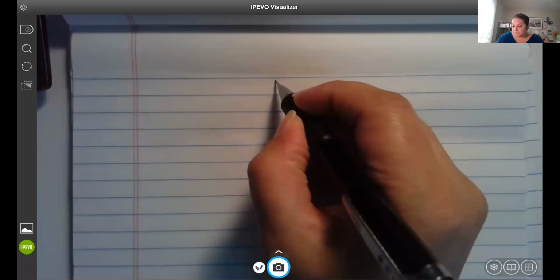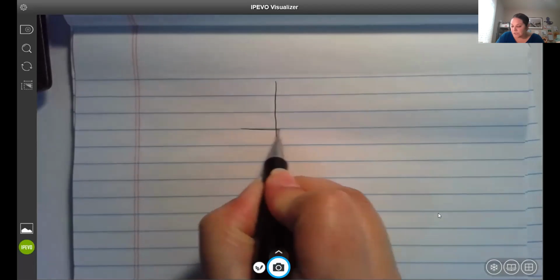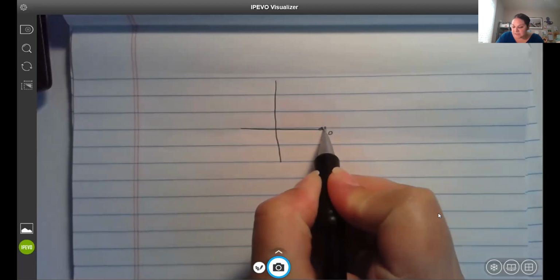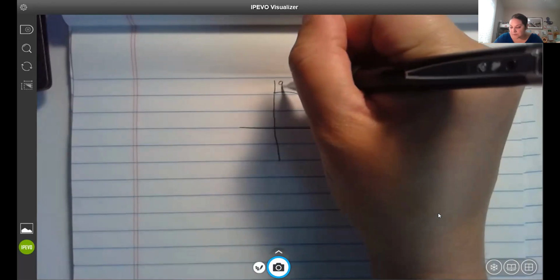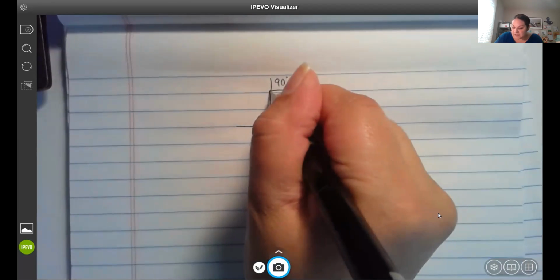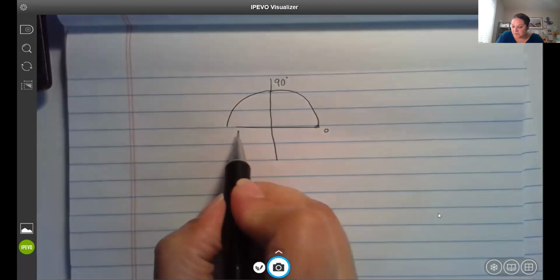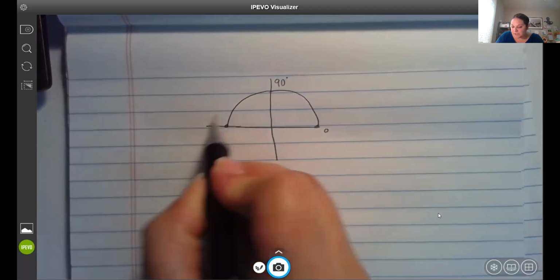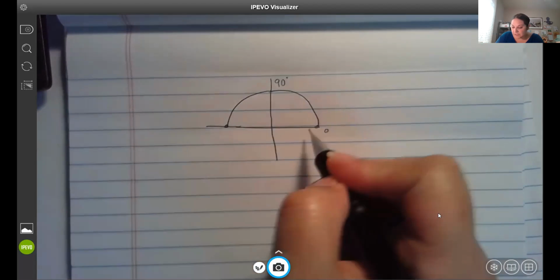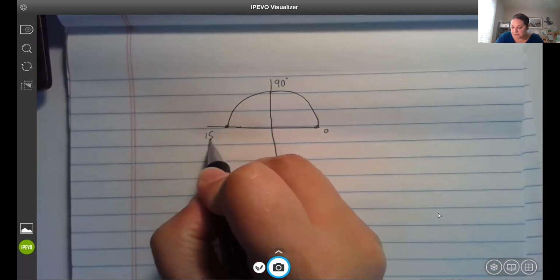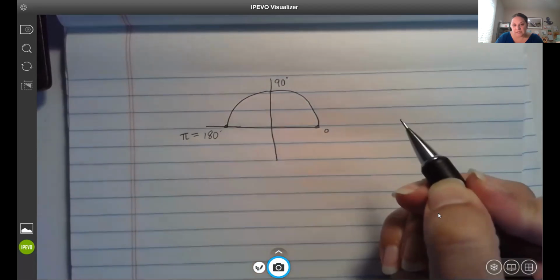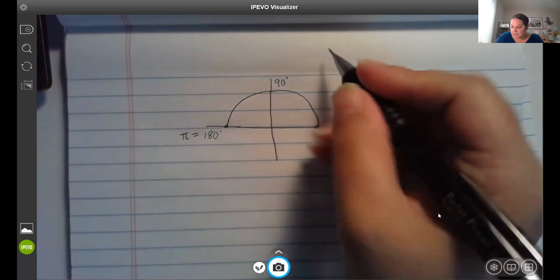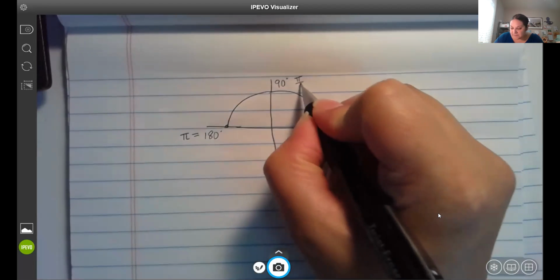So on a unit circle, this is 0 degrees, and then you start counting like a protractor. This right here would be 90 degrees. If I keep going, a protractor ends here, a straight line is 180, right? So from here to here is 180 degrees, and 180 degrees is equivalent to pi radians. And so this is like halfway, so this is pi halves.